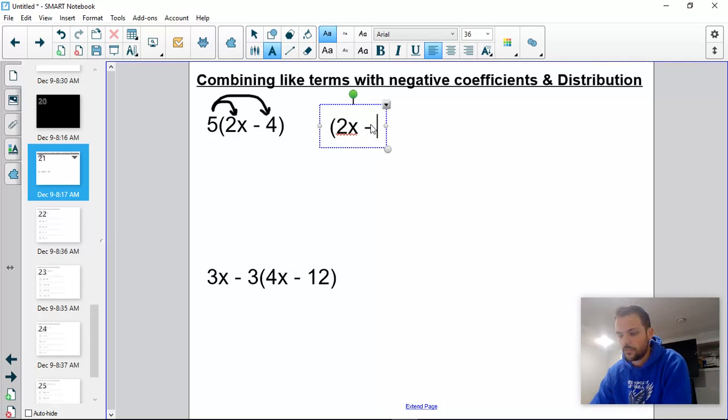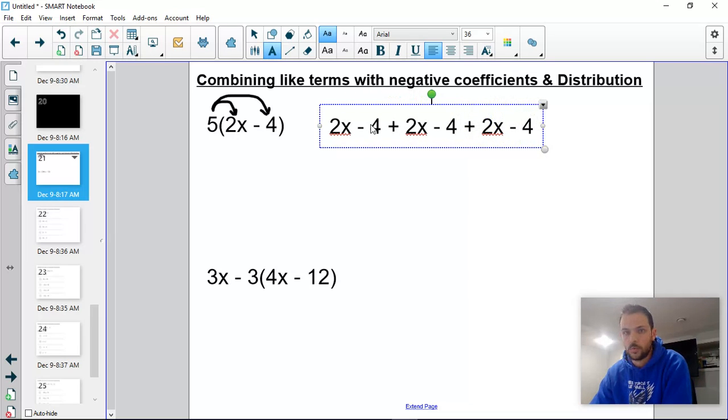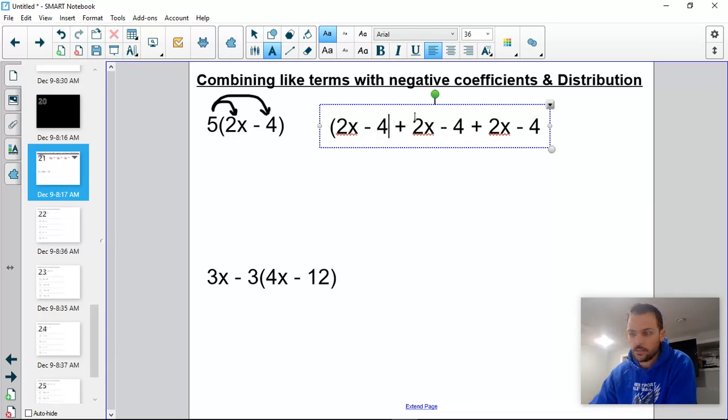2x minus 4 plus 2x minus 4 plus 2x minus 4, 5 times. Okay, we have 5 of these. Okay, so an easier way of writing it is just have the 5 in front of the 2x minus 4, right?